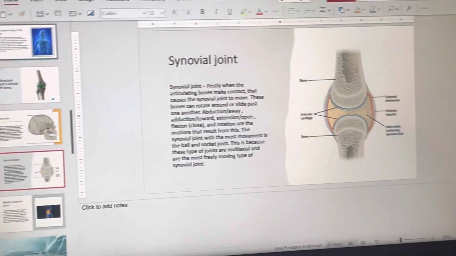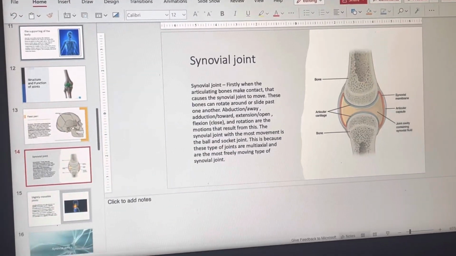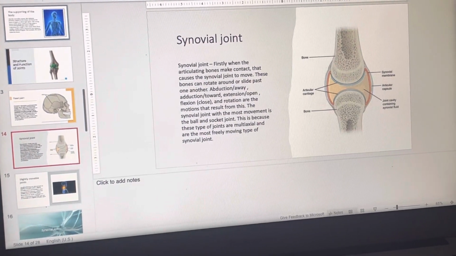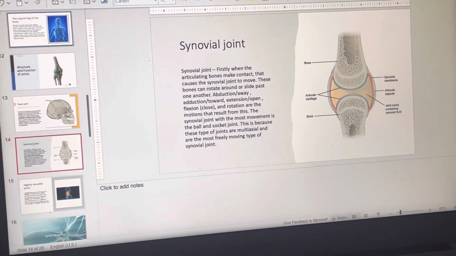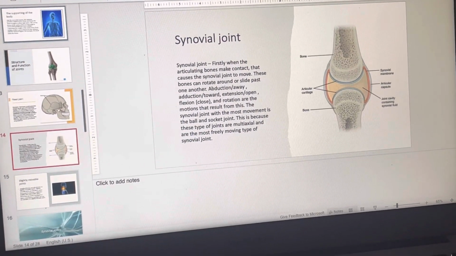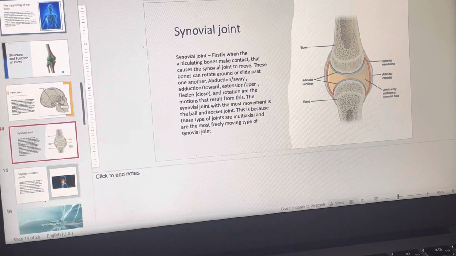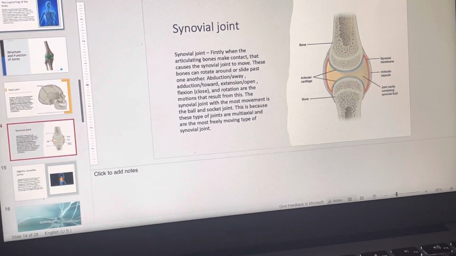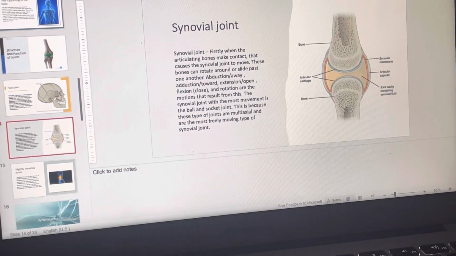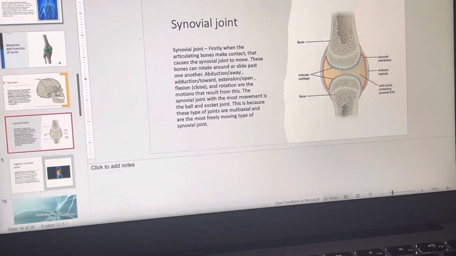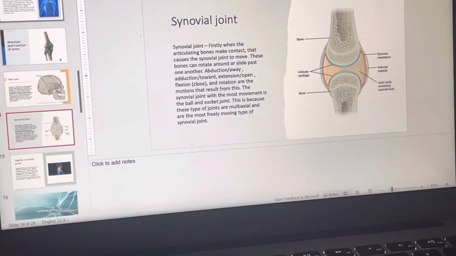Next, we move on to synovial joints. When the articulating bones make contact, that causes the synovial joint to move. These bones can rotate around or slide past one another. Abduction (away), adduction (toward), extension (open), flexion (close), and rotation are the motions that result from this.